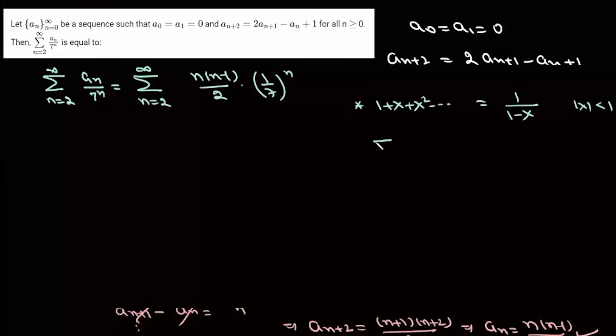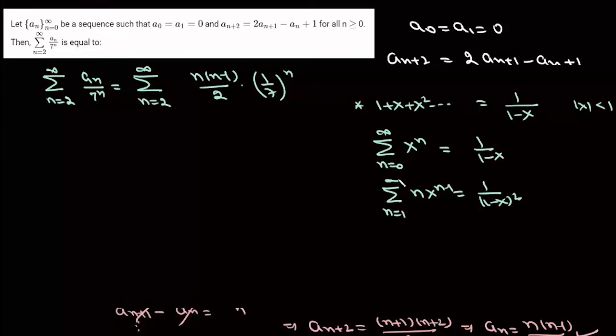So basically this is the summation of x to the power n, where n varies from 0 to infinity, and this is 1 upon 1 minus x. Now we differentiate this, we can write this as summation n x to the power n minus 1, and it will be equal to minus 1 upon (1 minus x) square into minus 1. So there will be 1 upon (1 minus x) square, where n varies from 1 to infinity.